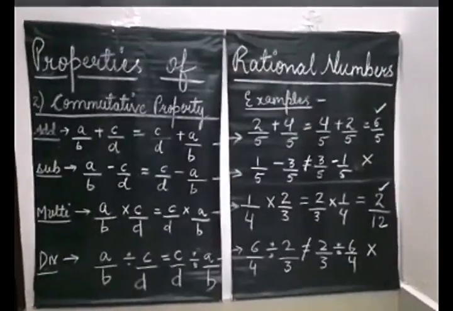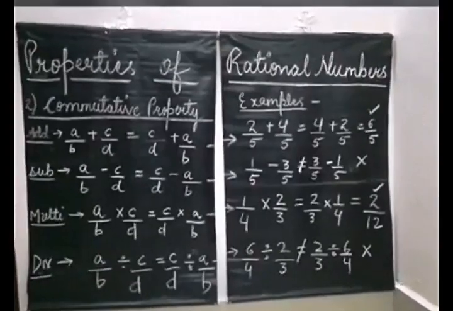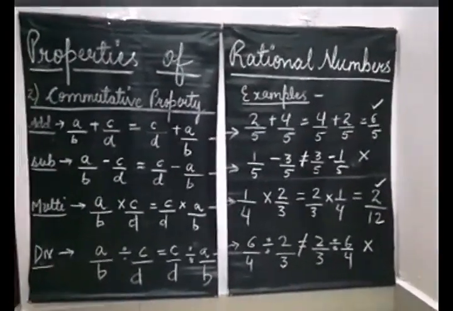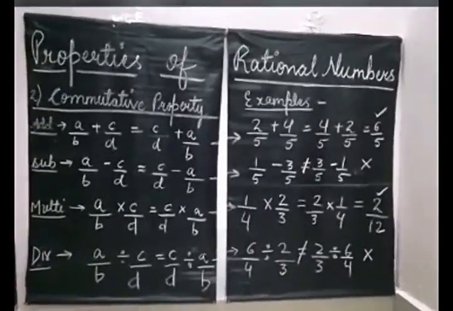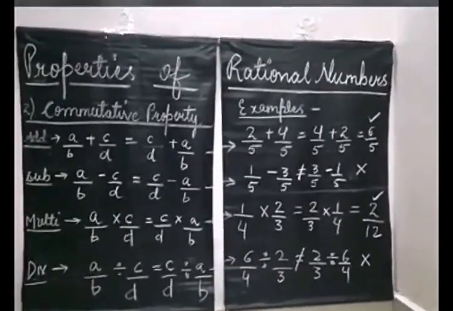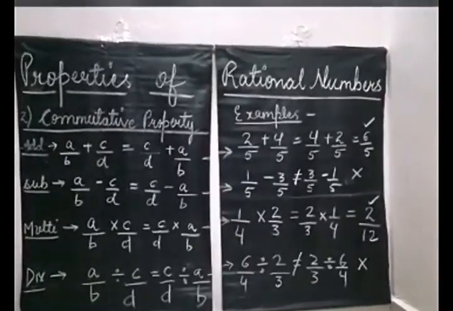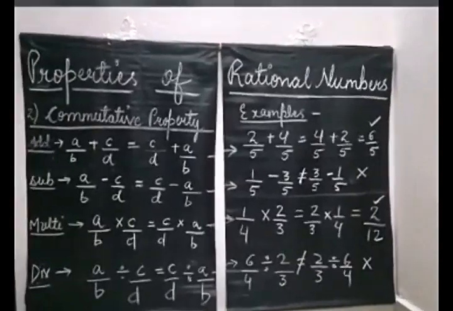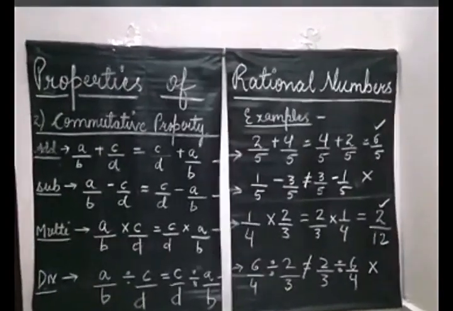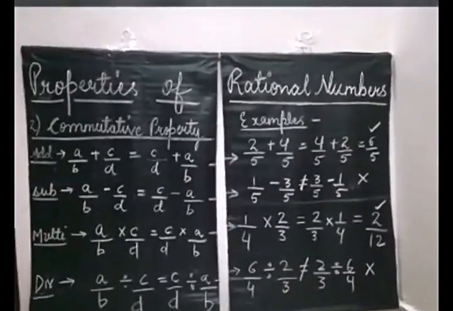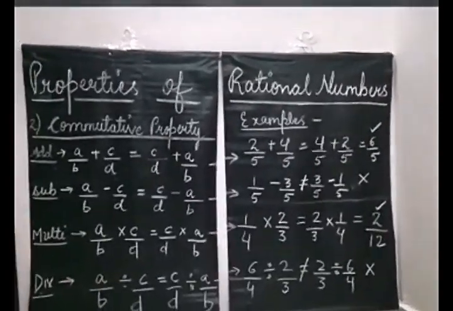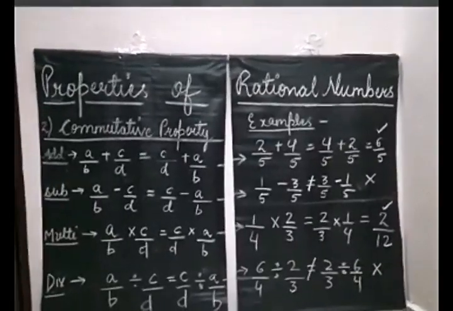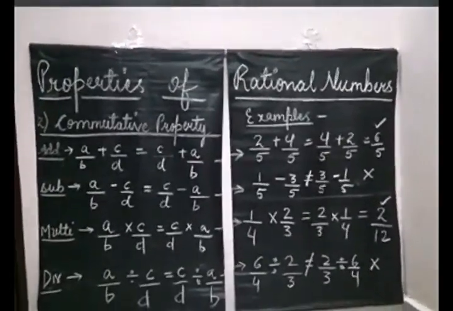In case of subtraction, A upon B minus C upon D is equal to C upon D minus A upon B. Let us see with the help of an example. 1 upon 5 minus 3 upon 5 must be equal to 3 upon 5 minus 1 upon 5. But when you solve the LHS side, you will get minus 2 upon 5, and on the RHS side you will get 2 upon 5. It means that LHS is not equal to RHS. Therefore, commutative property is not applicable in case of subtraction.